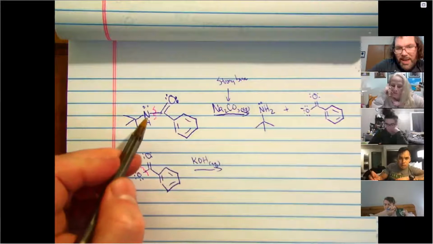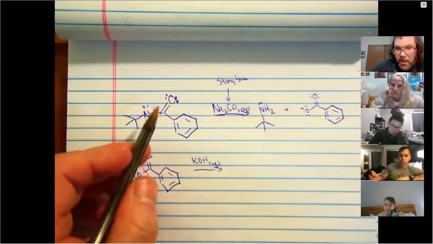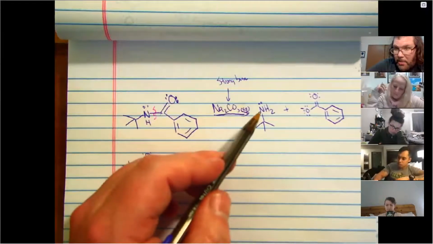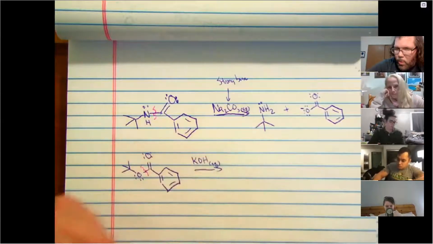So note that that secondary amide, so the nitrogen is attached to 2 carbons. When it gets hydrolyzed, the amine that comes out is a primary amine because the nitrogen is attached to 1 carbon.